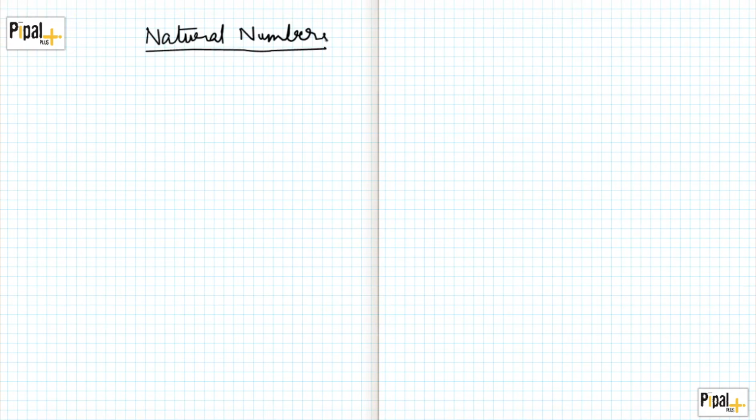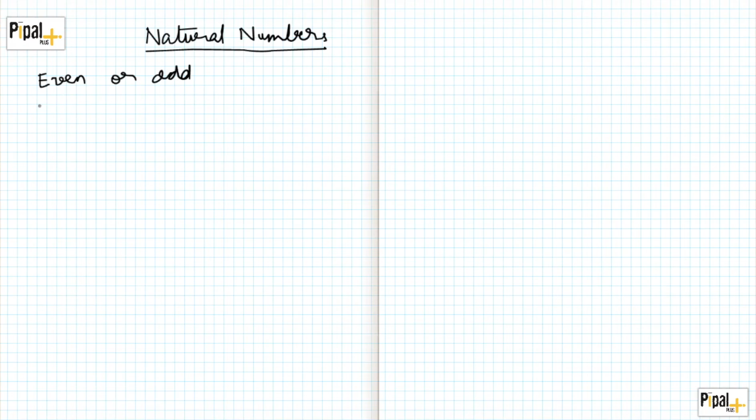Now, natural numbers, the first thing that we are going to study is that natural numbers can be classified as even or odd. Now, we know that even numbers are all the multiples of 2, 2 and all the multiples of 2, right? And the rest of them are all odd numbers.